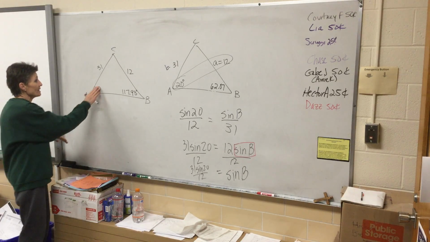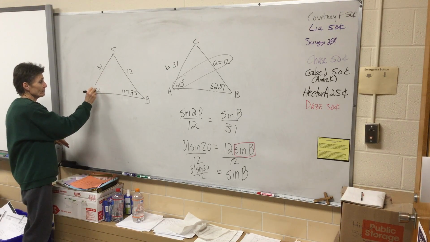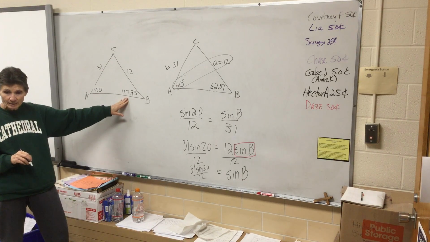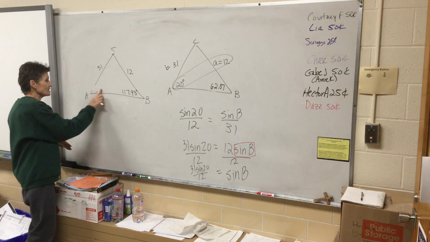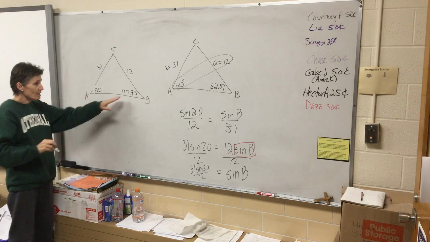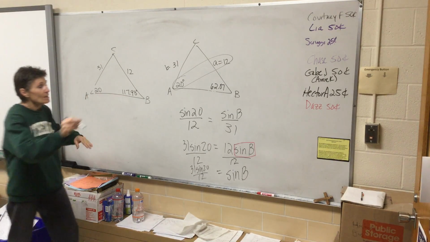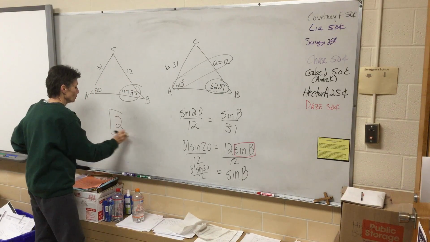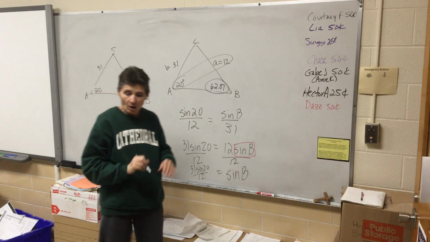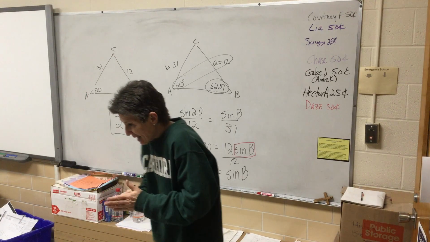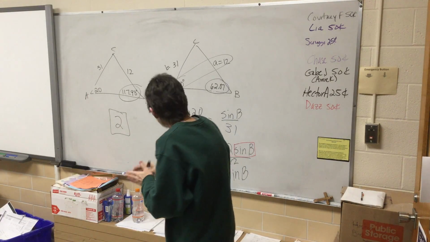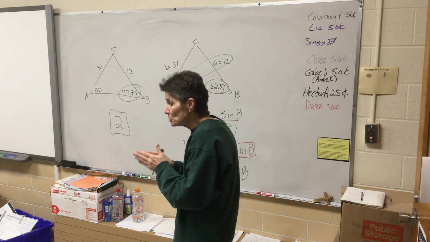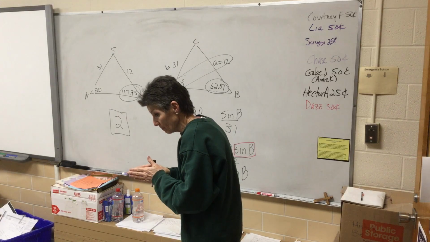Think about this. If this one had been 100, could you have 117? Would that work? No. But since it's a 20, it works. That's possible. So you have two possible triangles. All you have to write down is 2. Now, you got to do all this work to figure that out, but there are 2 triangles possible.